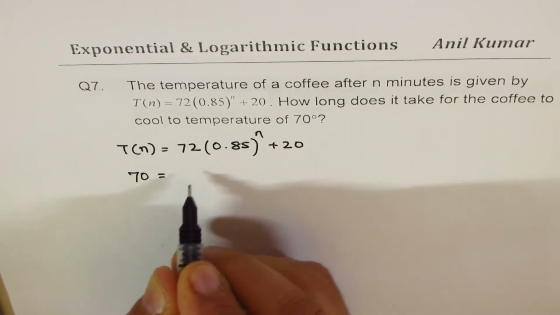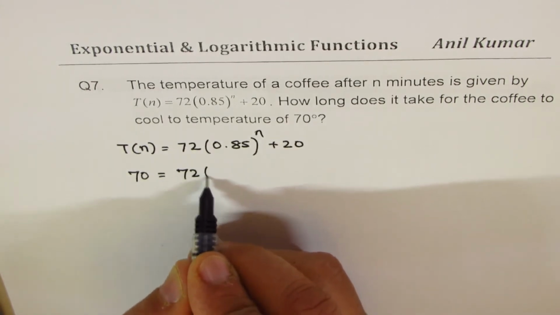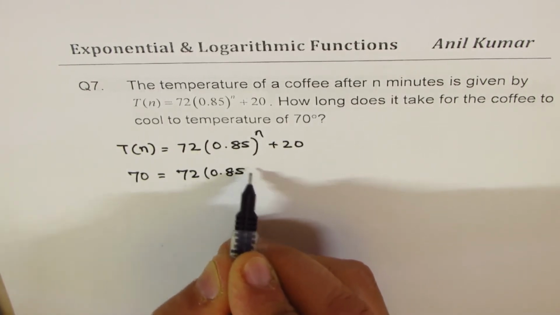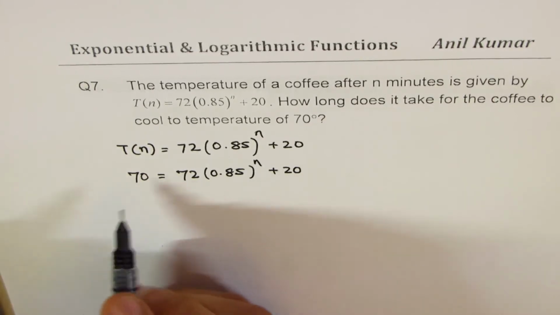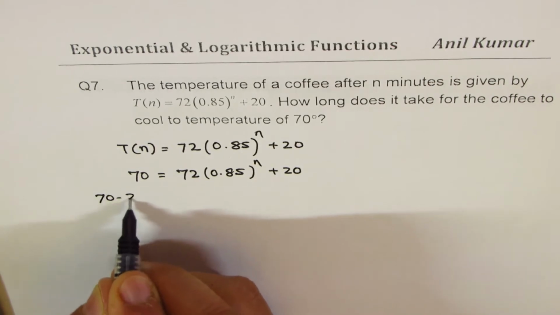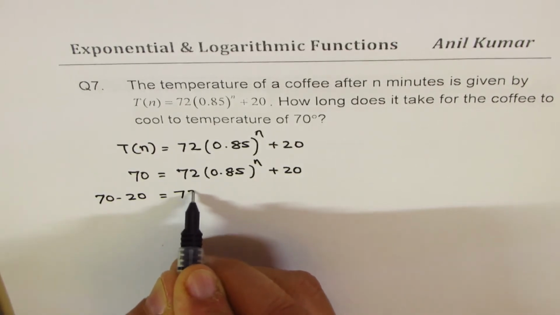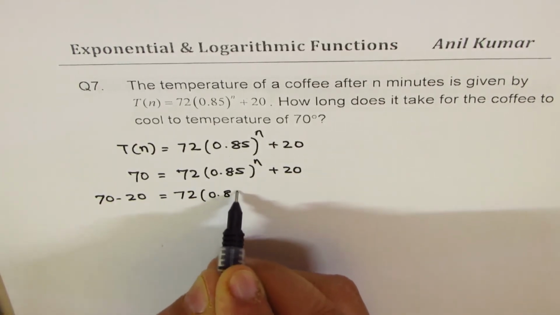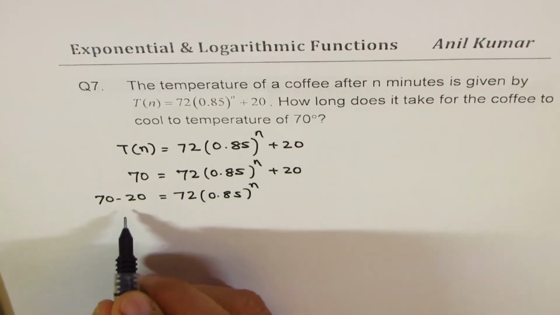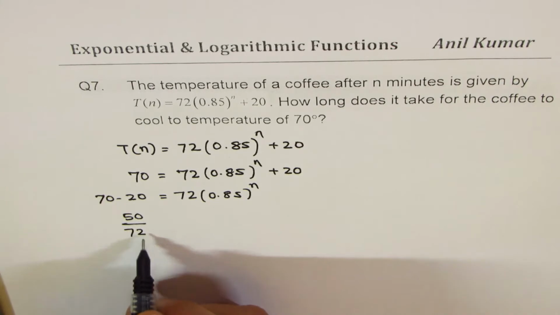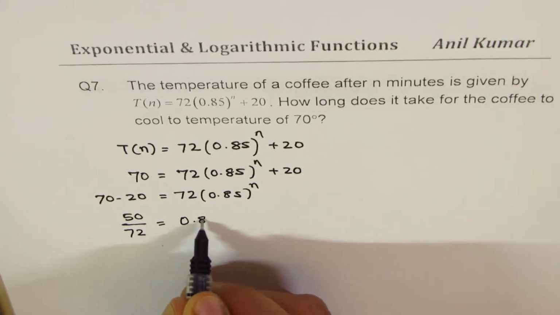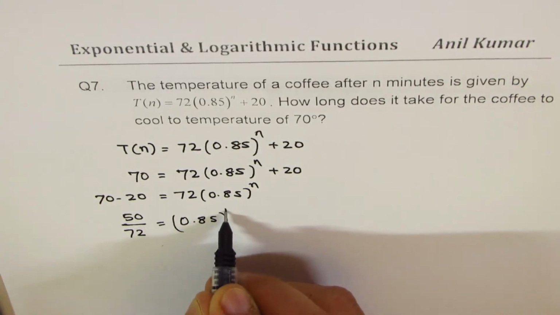So 70 equals 72 times 0.85 to the power of n plus 20. So take away 20 first. 70 minus 20 equals 72 times 0.85 to the power of n, which is 50. We'll divide by 72 now. 0.85 to the power of n.